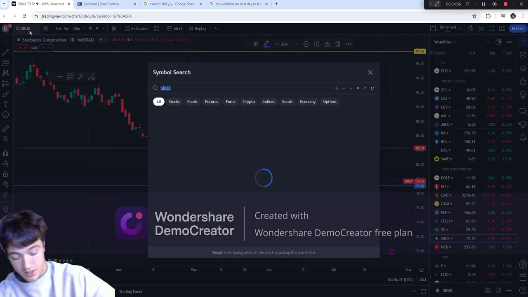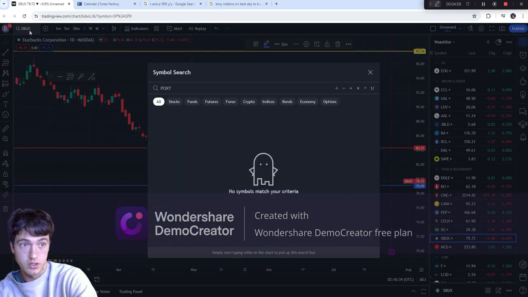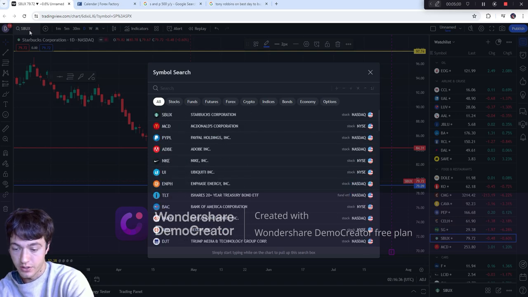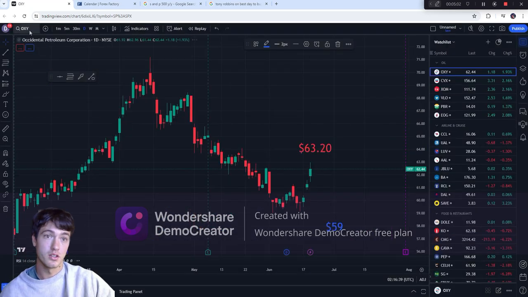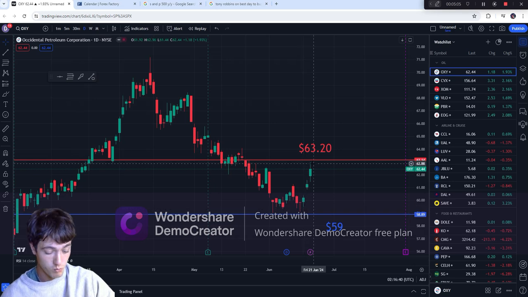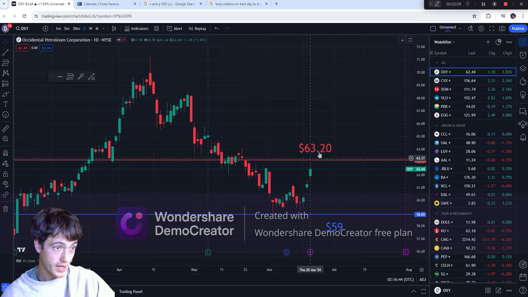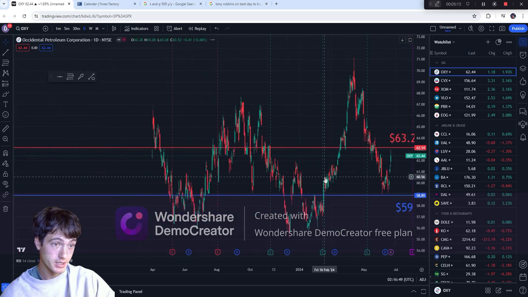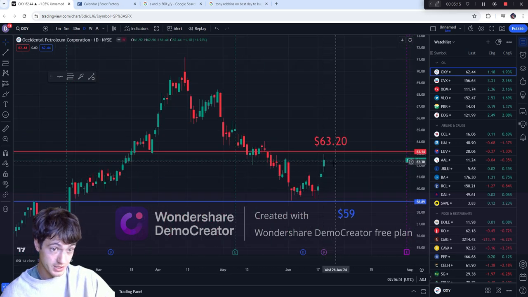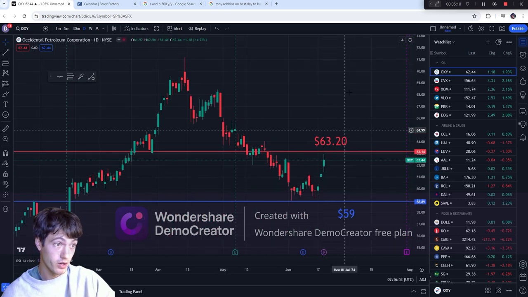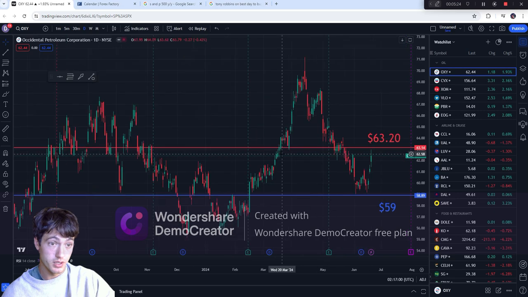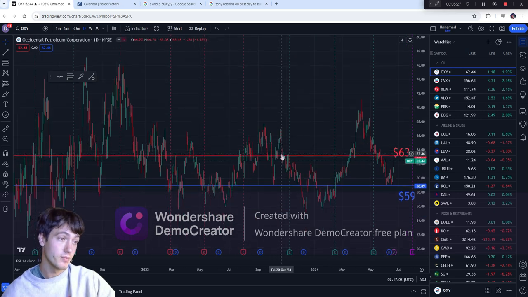Let's go to Oxy. Let's go to the oil sector. This stock is going to pretty much cover the whole oil sector for me. So we've been running up, right, off that support. So I have this level here, 63.20, because we definitely could see a lot more price movement on the upside once we break this resistance right here. So if we break this resistance, expect oil to be going up day to day.